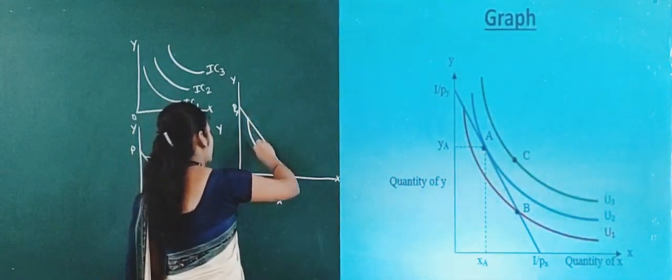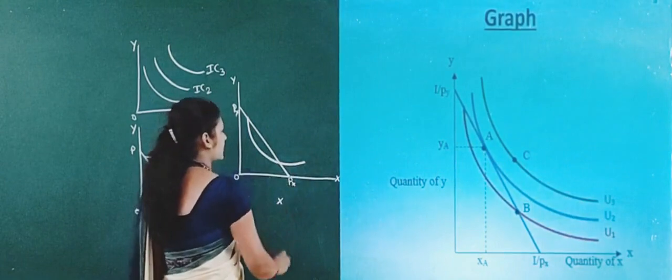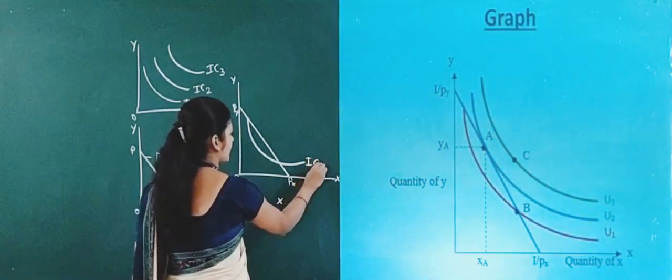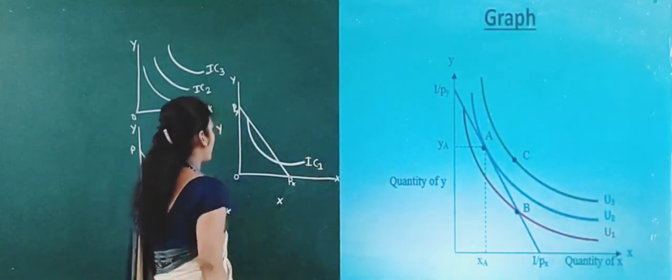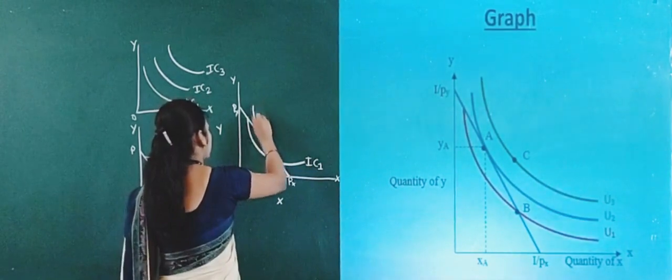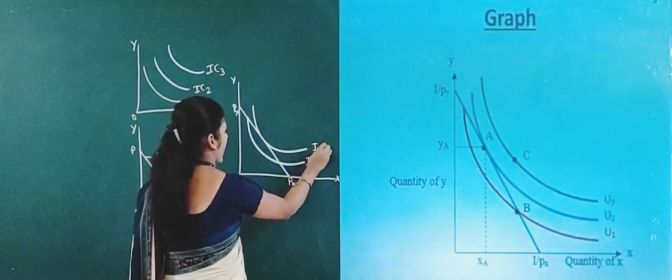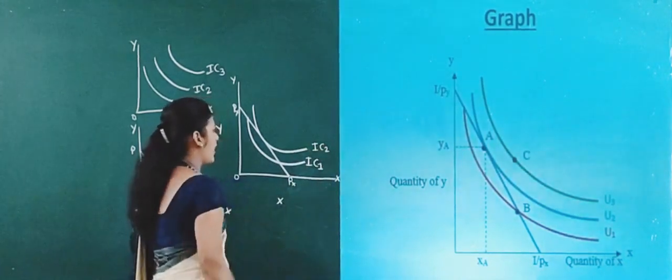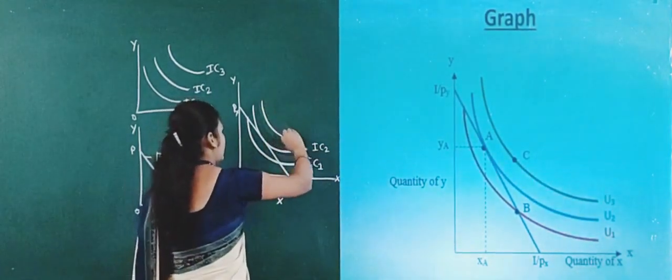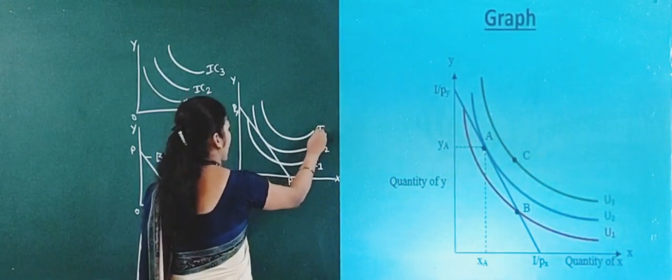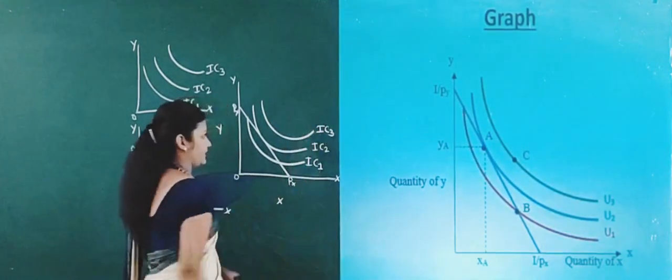Here there is the first indifference curve, that is IC1. Now the second indifference curve, that is IC2, and this one is the third indifference curve, that is IC3.